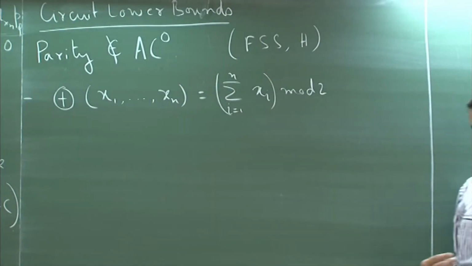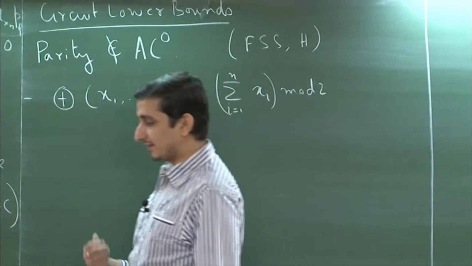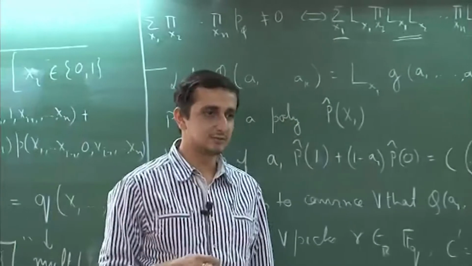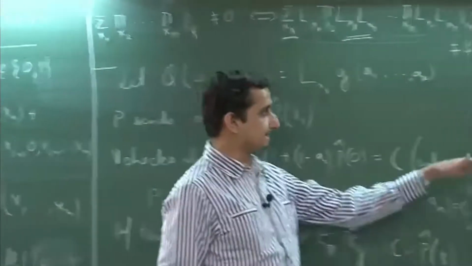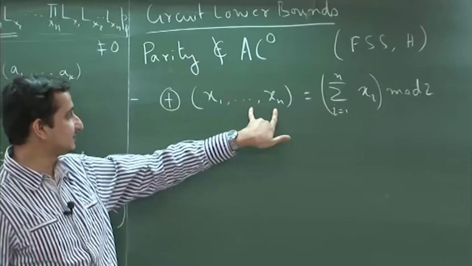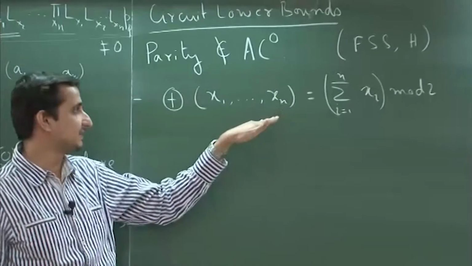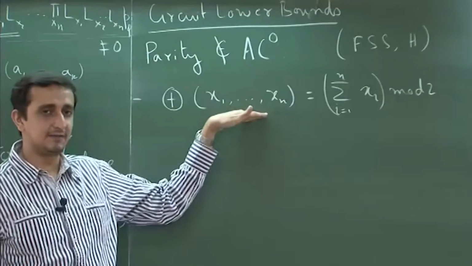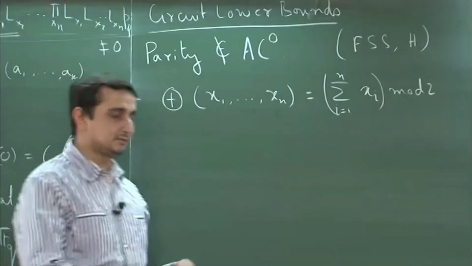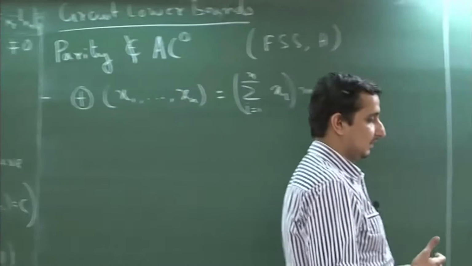So, basically he showed that if I randomly restrict the variables of a function, suppose I have a function on x1 to xn, and I randomly restrict some of these variables, that is, I fix the values of some of the variables randomly. So, I get another function.